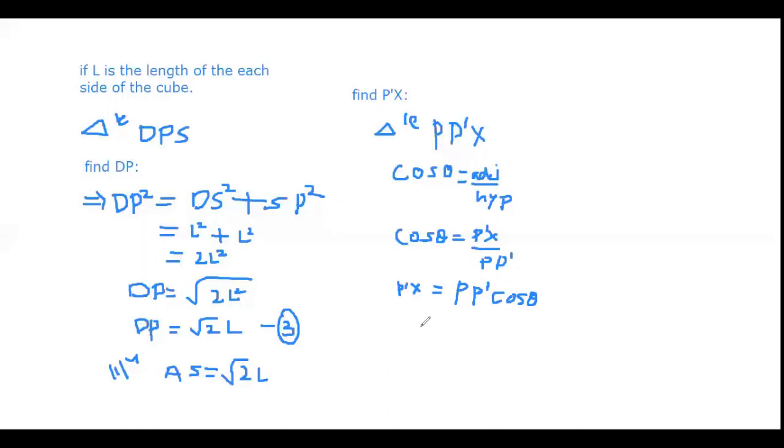So we can substitute in this equation: P dash X will be equal to PP dash cos 45. Cos 45 will be 1 by root 2. So we get the equation P dash X equals PP dash by root 2. Let us call this expression 4.